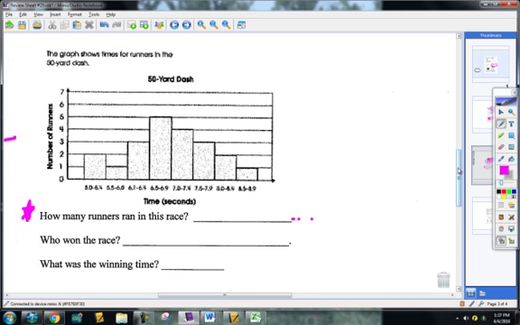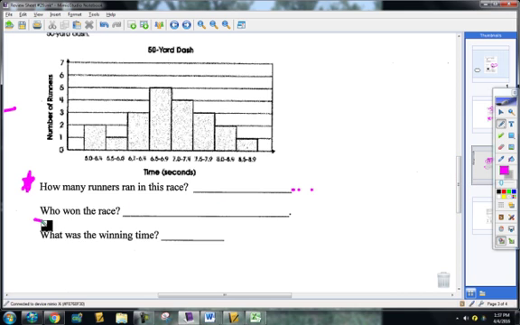I'm not sure how much I want to help you on this. Who won the race? And everybody's like, what? They don't understand what the question's asking. And I've been saying, who won the race? And they say, I don't know who won the race. And I say, there you go. That's the answer. Okay? So I'm going to leave it at that.